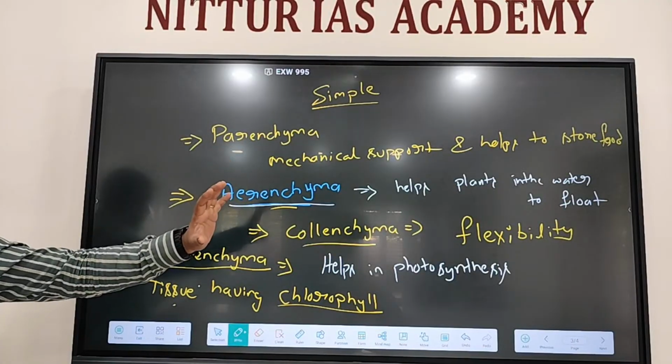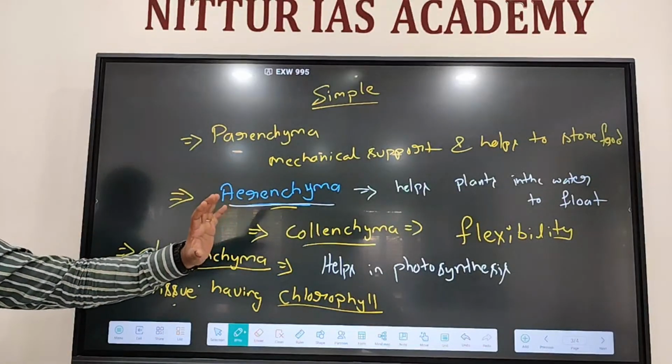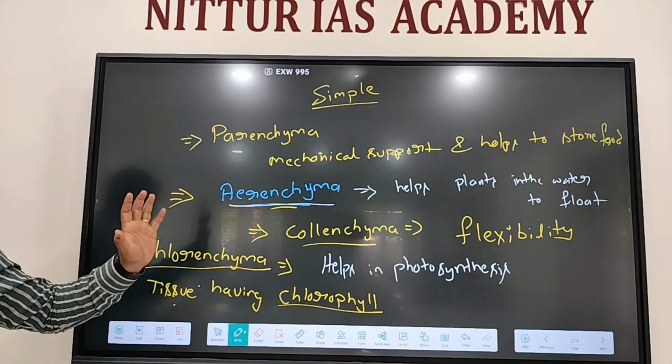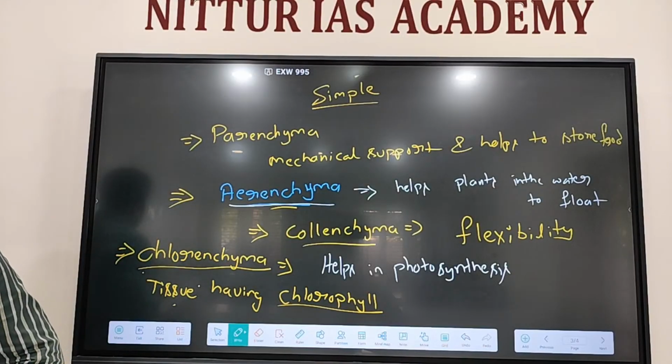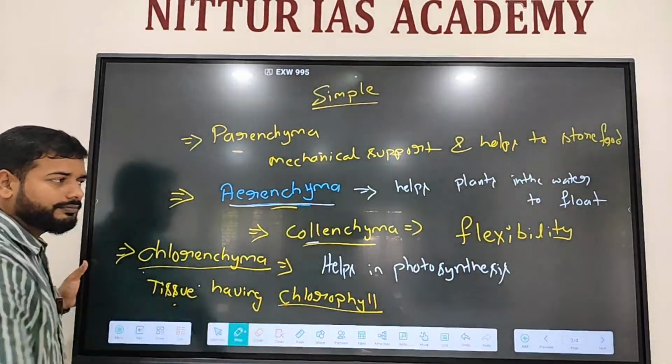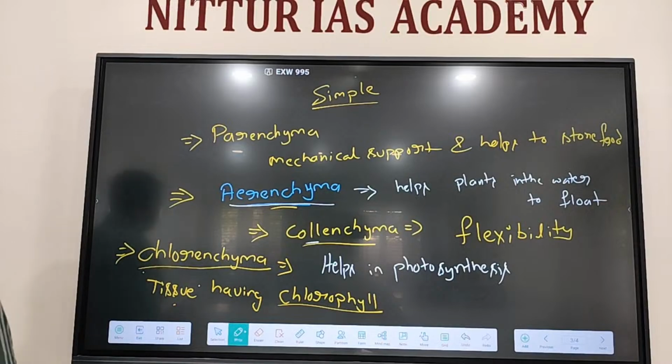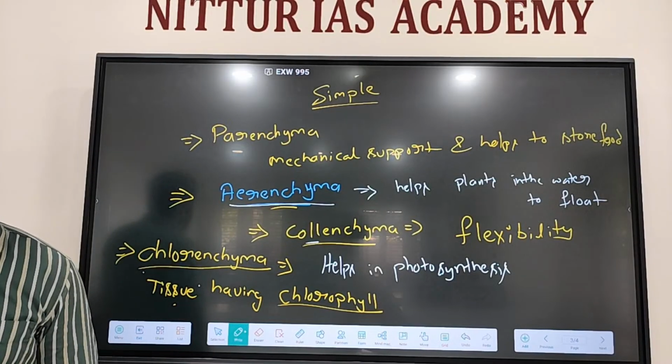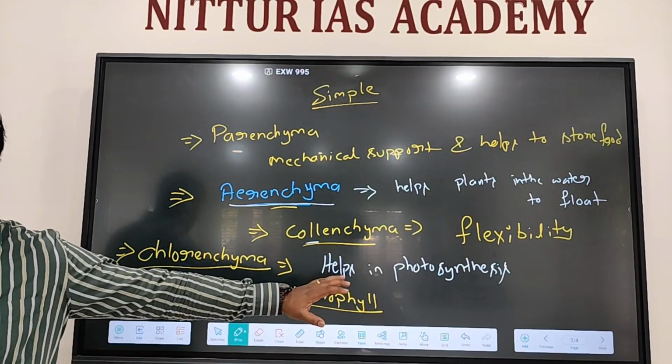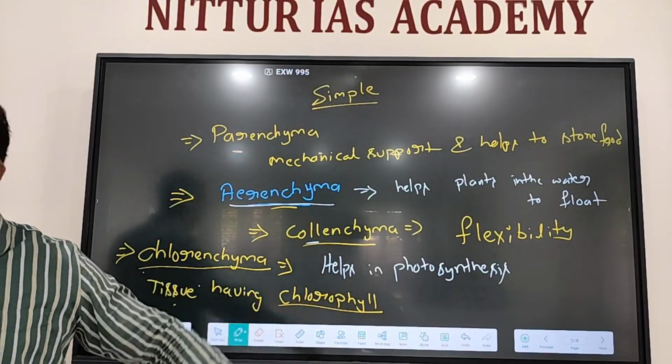Parenchyma gives mechanical support and helps to store food. Aerenchyma helps the hydrophytes, the plants present in the water, to float. Then collenchyma helps the plants to bend easily, flexibility. Then chlorenchyma helps in photosynthesis.